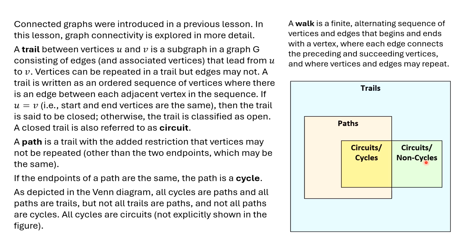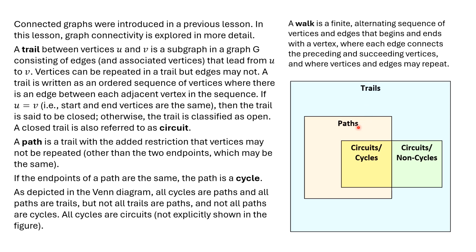And then if you just have the endpoints being the same, and you don't have the added restriction of the path where the vertices are not repeated, then you would have a circuit, but it would not be a cycle. So that's this box here. And I think that's about it. As depicted in the Venn diagram, all cycles are paths. That's this here. And all paths are trails, which I said, but not all trails are paths. You can see that here. The paths have that additional restriction.